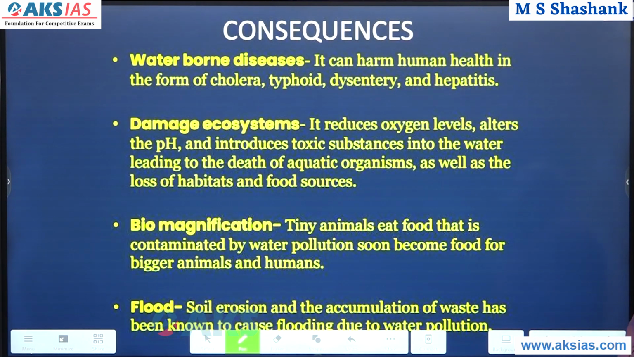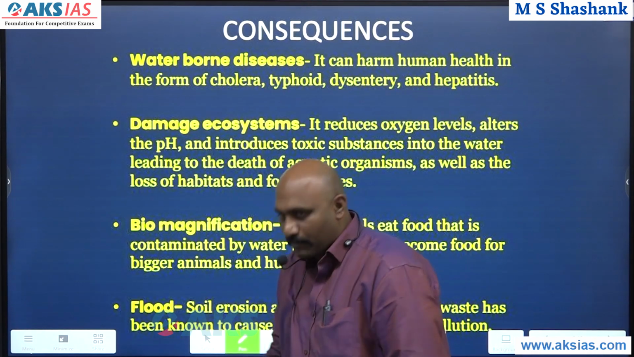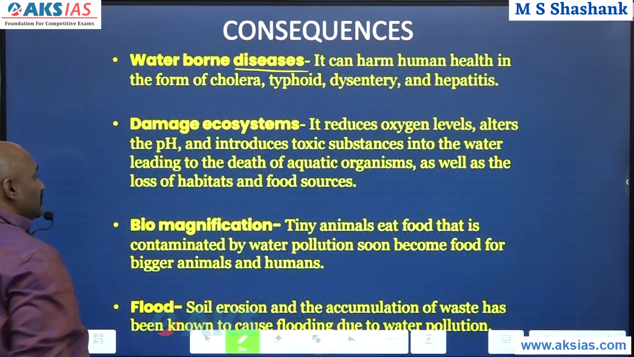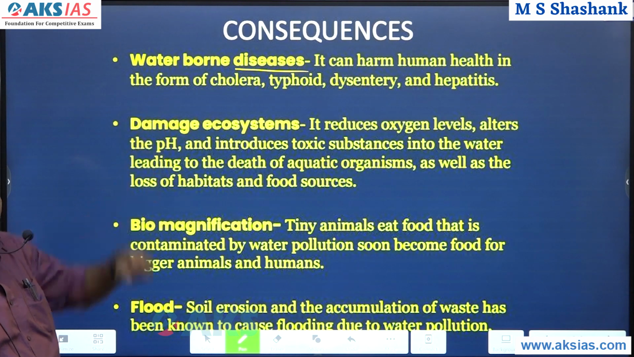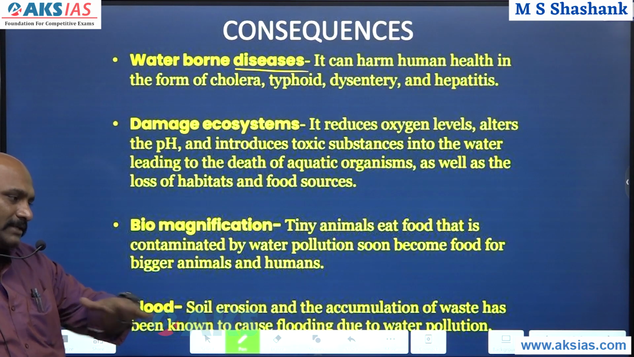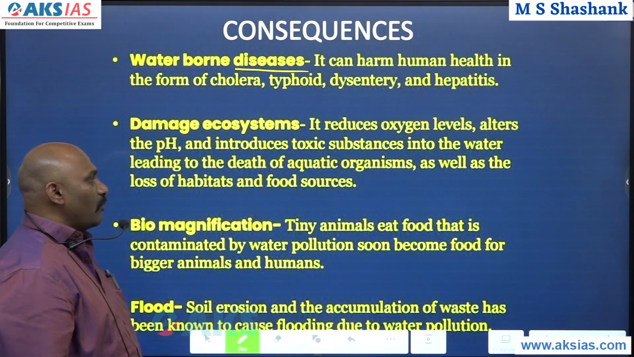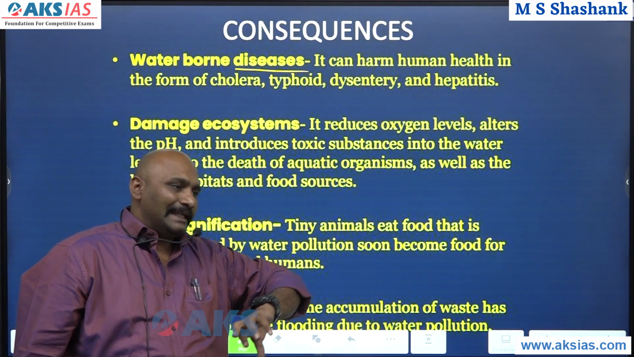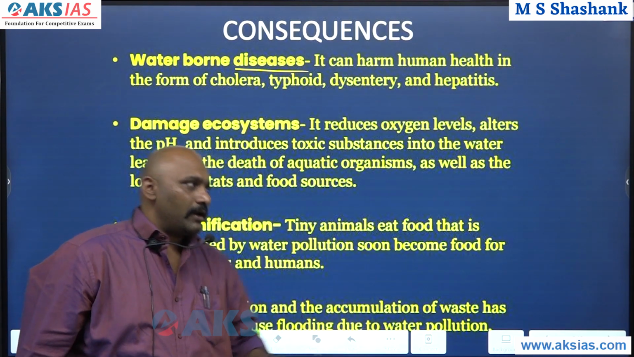What are the consequences? Okay, water gets spoiled, so what? So these are the parts which happen. First thing, diseases. The list of diseases that can harm human health are cholera, typhoid, dysentery, and hepatitis. Then the ecosystem gets damaged. The flora and the fauna get wiped out. A lot of toxic substances are added into the water, and this is consumed by the aquatic animals, they die, and that water again we consume, that means we are gone.